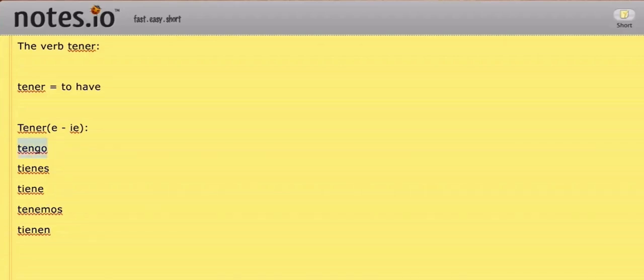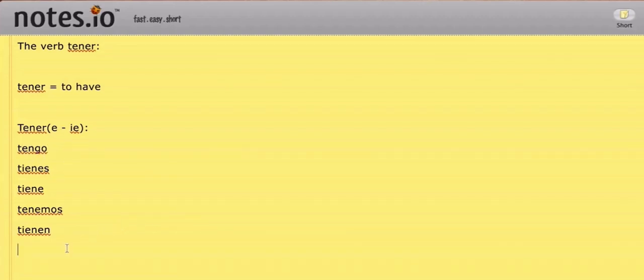And then you'll also notice that the yo form is tengo. Now this is known as a yo-go verb, in which essentially there are certain verbs that in the yo form in the present tense, they have a go at the end of it. It ends in go. So for example, if we're looking at the word hacer, hacer goes to hago instead of haco. So tener is going to do the same thing, but it's also not going to have the stem changer there. It's not tiengo, just tengo. So I have, you have, so on and so forth.